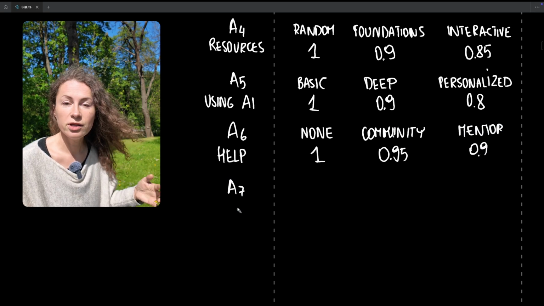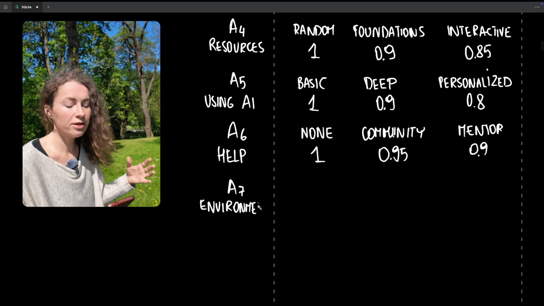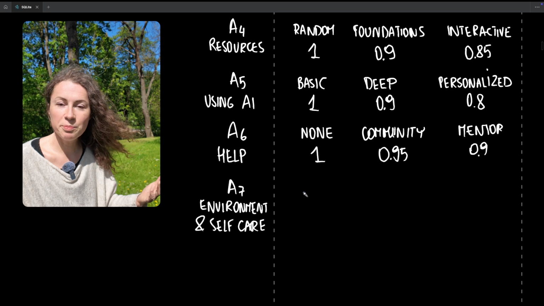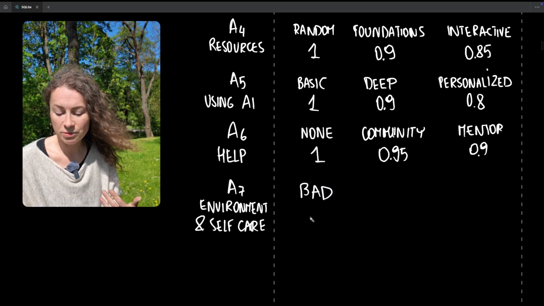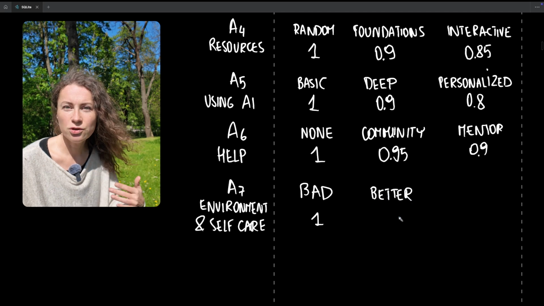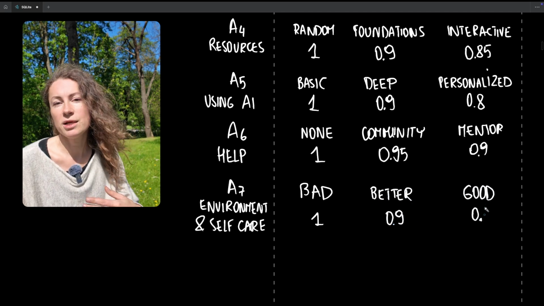7, your learning environment and self-care. So distracting space, learning tired after a busy day, baseline. Quiet space, but maybe so-so energy management, 10%. And then managing your sleep and nutrition, in addition to having a dedicated space, plus 20%.